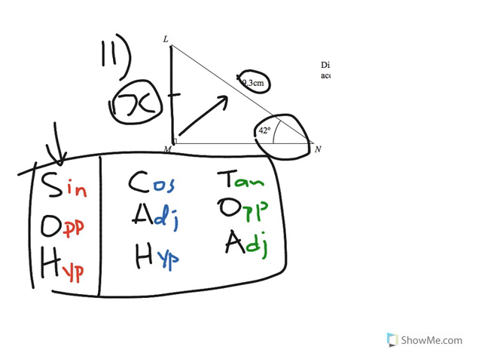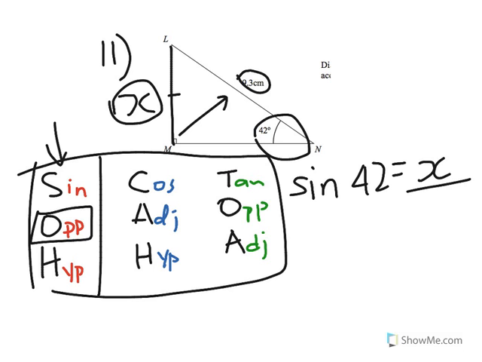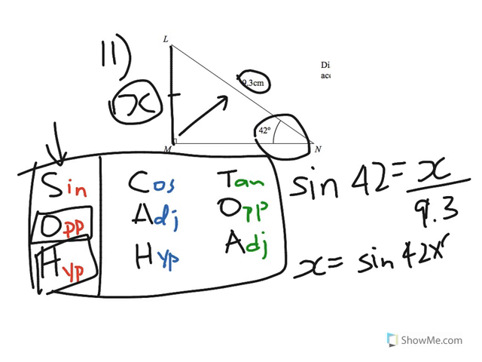So that means that we can construct a small algebraic equation: sine of the angle, 42, is equal to the opposite side, which is x, over the hypotenuse, which is 9.3. Now multiply both sides by 9.3, you're going to get x is equal to sine 42 times 9.3, and so x is equal to 6.222914, which is just in 3 significant figures, 6.22 centimeters.